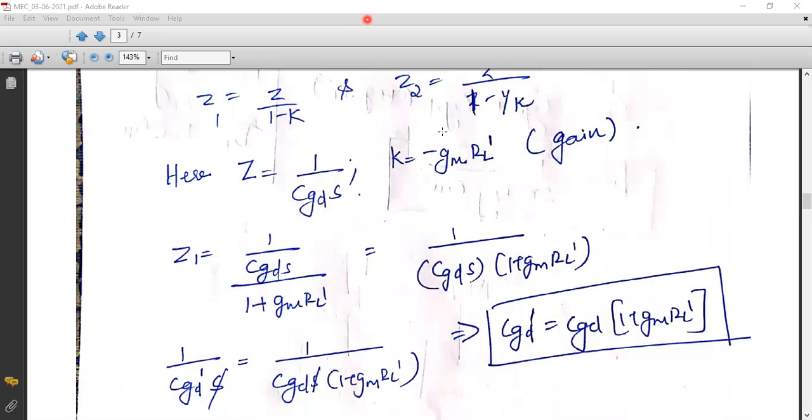This explanation is clear for you, Nivedita? Yes, sir.